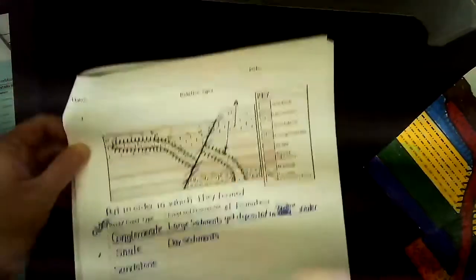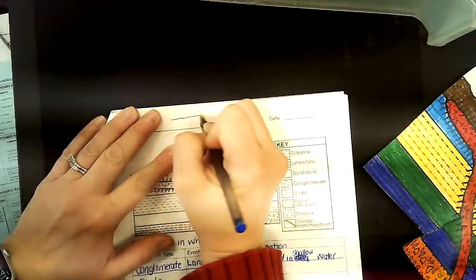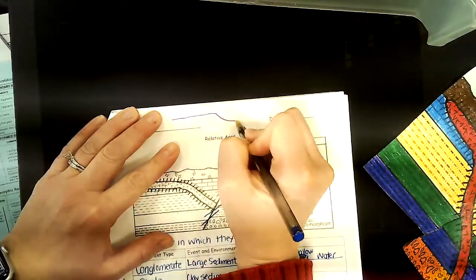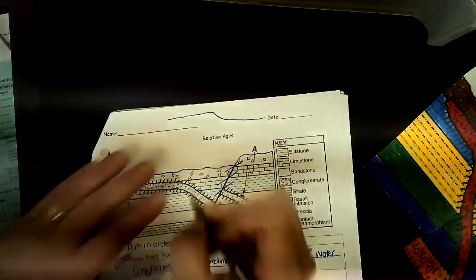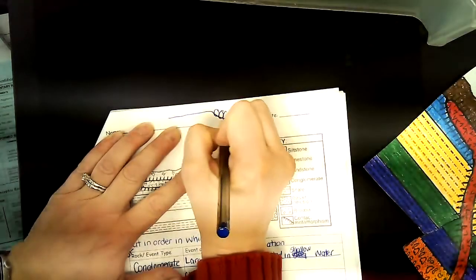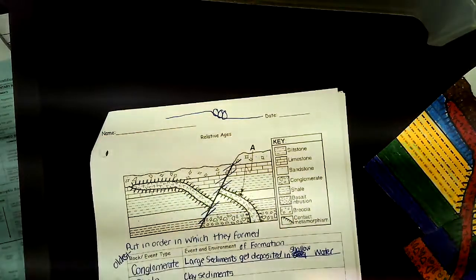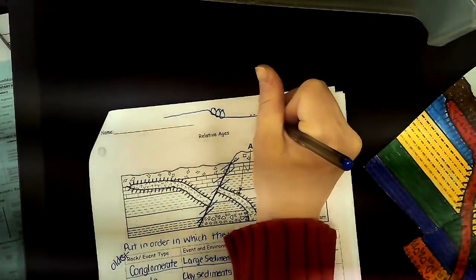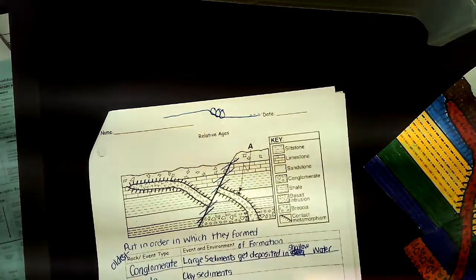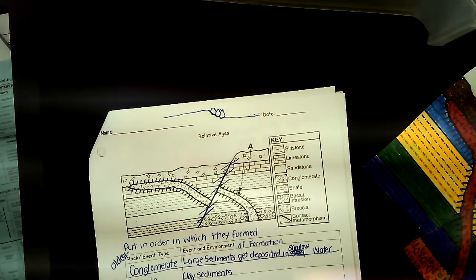No, we have the river flowing into a lake. Which sediments get dropped off first? Big ones. Big ones get dropped off first. Where do the little ones get dropped off? Way, way out here. And if they're the tiniest, they'll get dropped off way out there. You guys remember that? Big sediments get dropped off first, little sediments get dropped off later.